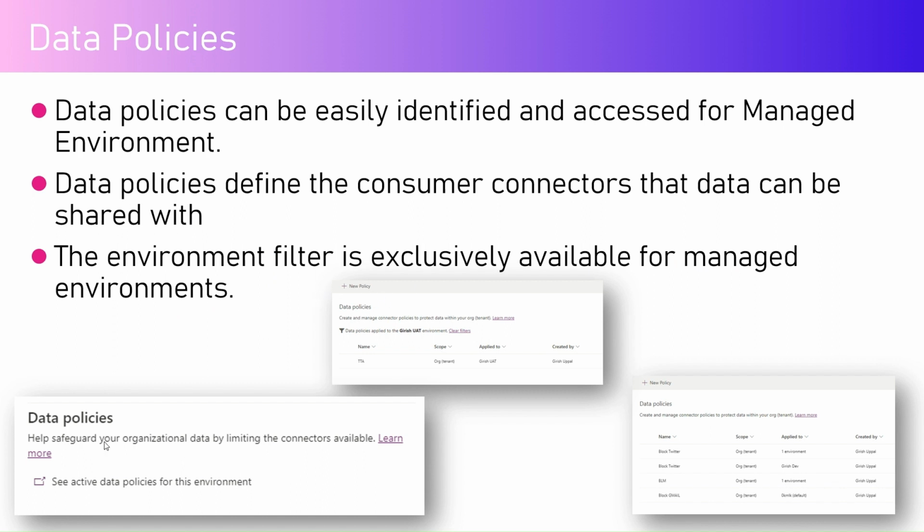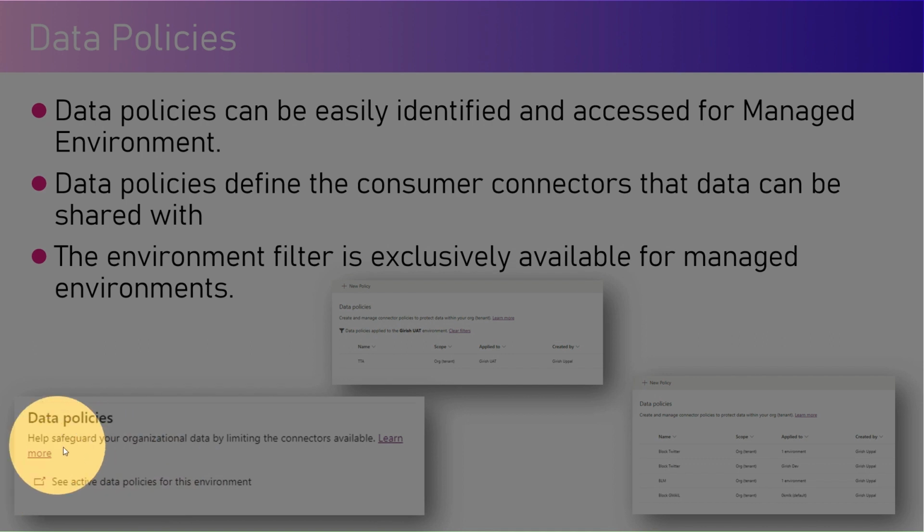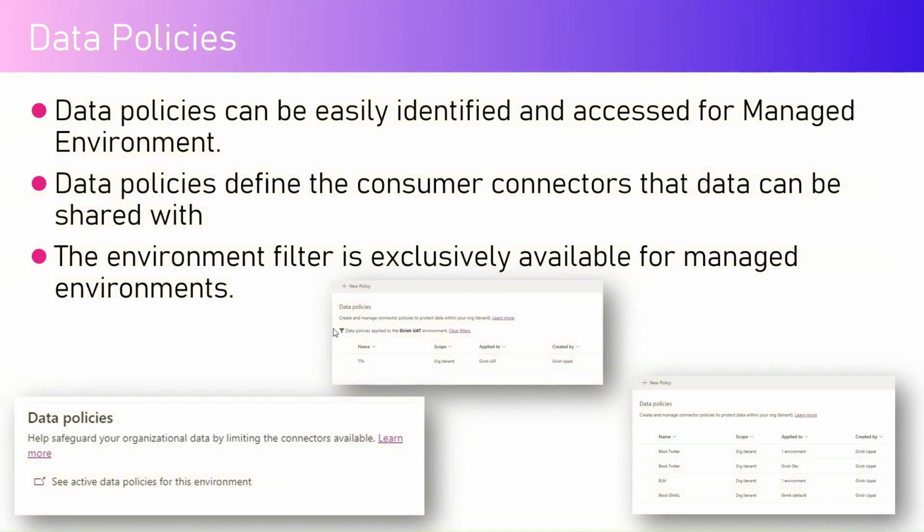So if you see here on the screen, when you edit the managed environment, you see an external link to open the active data policy for this environment. Say you are in a specific managed environment and you click here, then it will take you to the data policy screen and show you all the policies which are applied for that specific environment only. However, I have seen a workaround. If your environment is not managed, you will still be able to see those particular data policies as well. So let's jump into the demo.